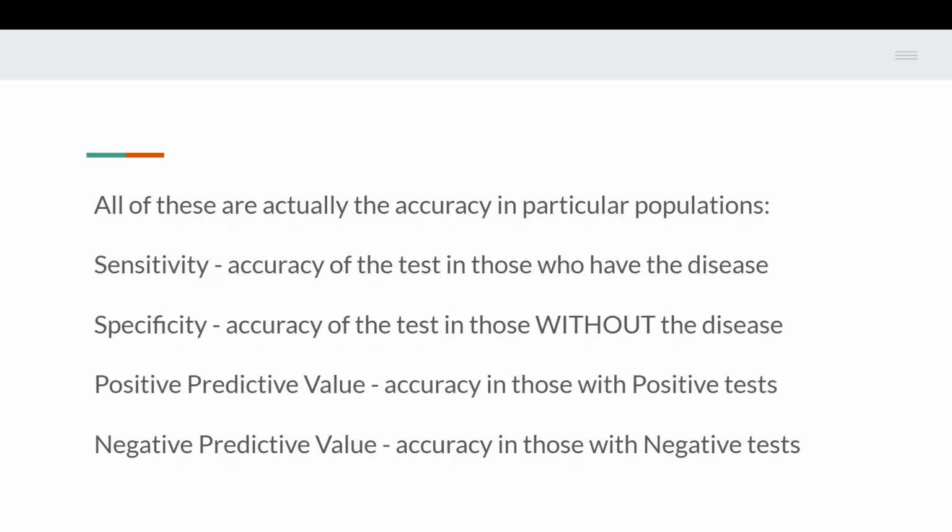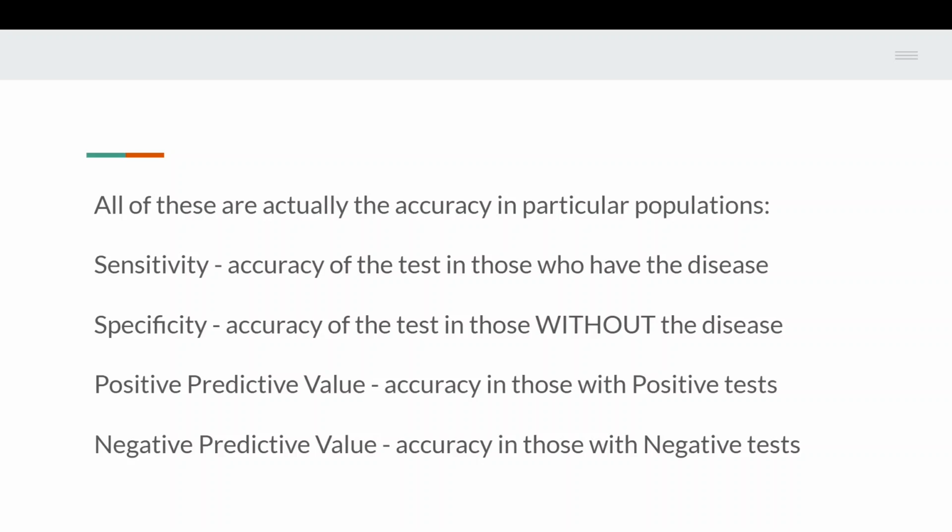And it's that all of these are actually the accuracy in specific populations. Sensitivity is the accuracy of the test in those who have the disease, in other words, in those who are ill. Specificity is the accuracy of the test in those without the disease. Positive predictive value is accuracy in those who have positive tests. And negative predictive value is accuracy in those with negative tests.